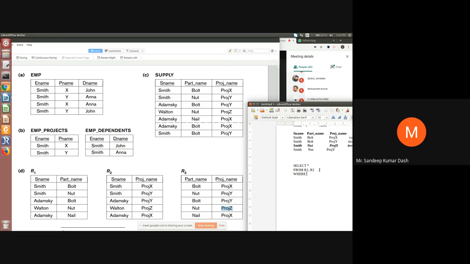If it would have been an equijoin, I would have written here where R1 name equals to R2 name. This is your equijoin which we saw in the last class. Remember? Because here S name is the common column and you are writing an equals to sign. But when the column name is the same, it automatically takes that it is a natural join.